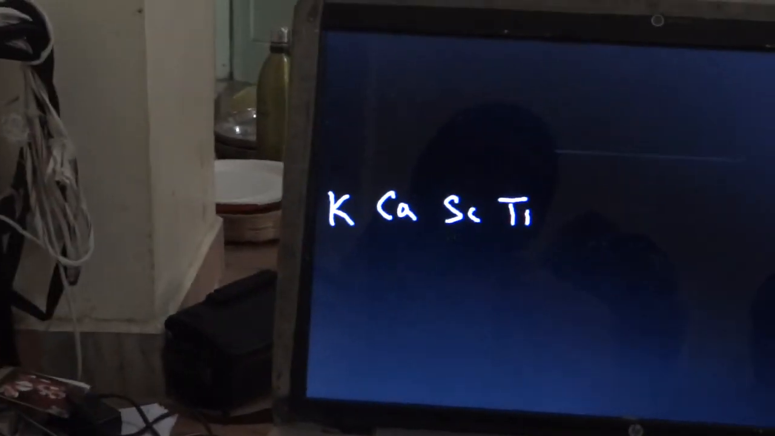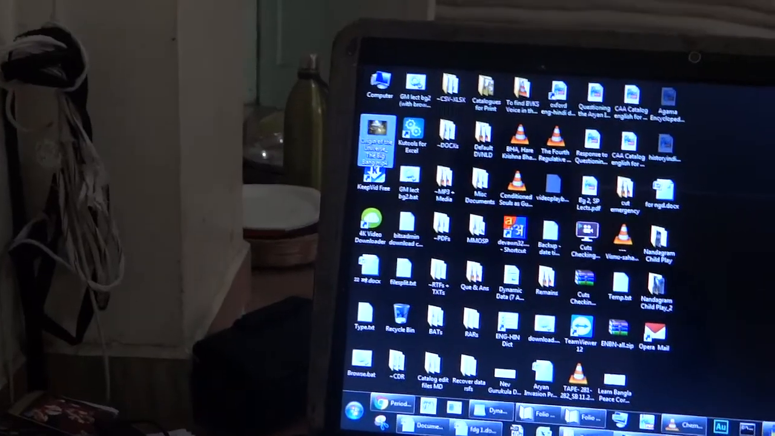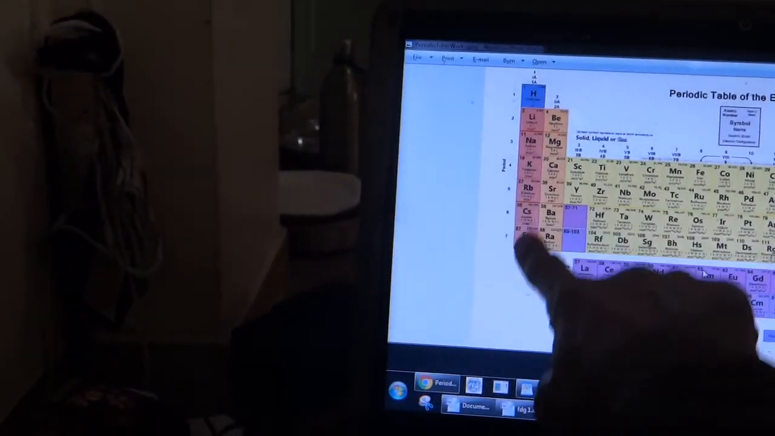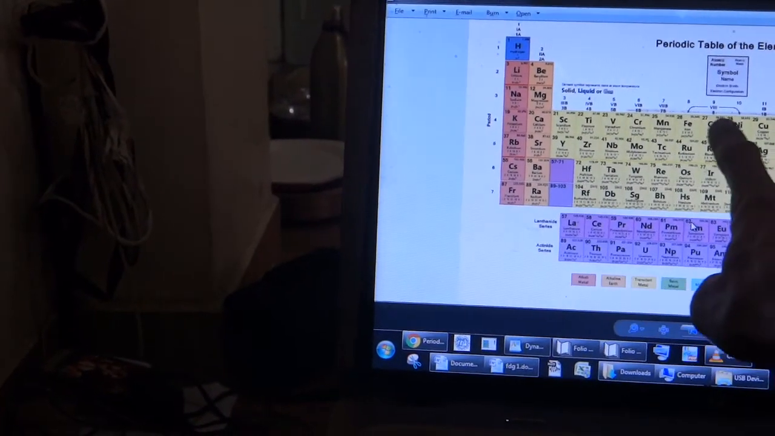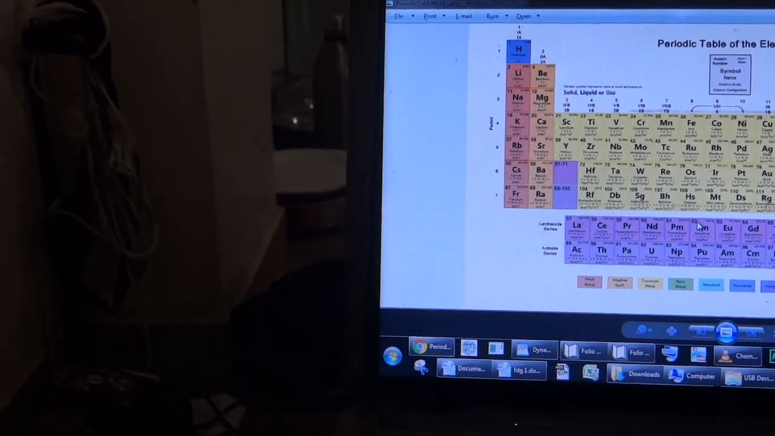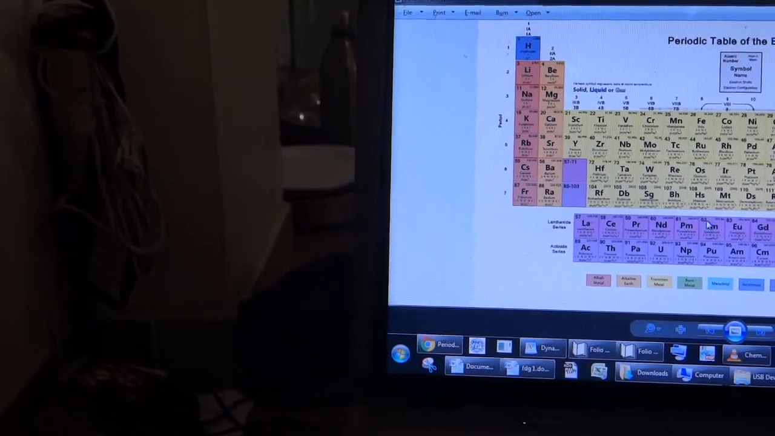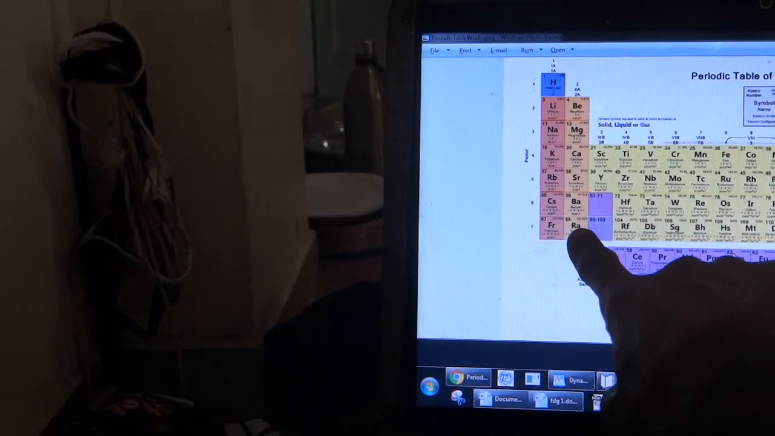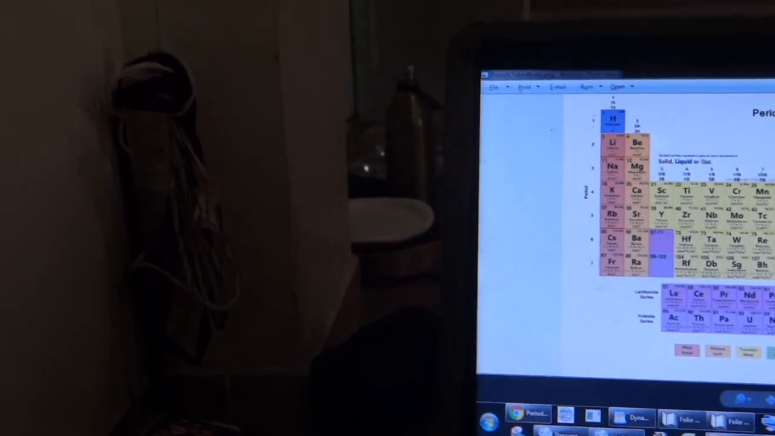Next to potassium and calcium, you have the transition metals. You have scandium, titanium. These are called transition metals, and these are non-metals. These are called transition elements. These are alkaline earth elements.